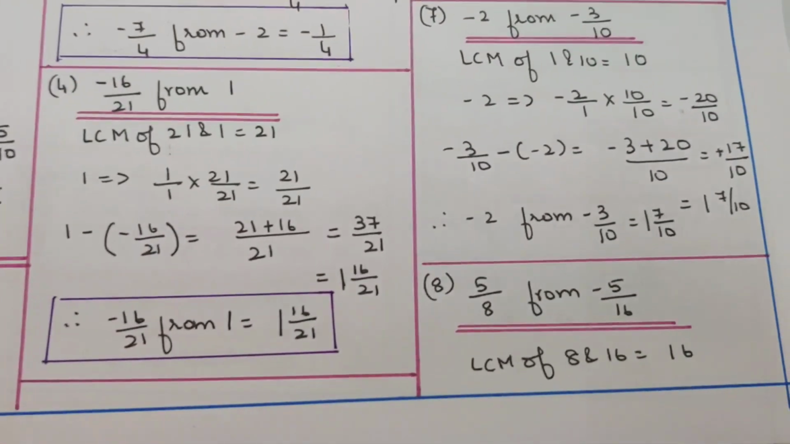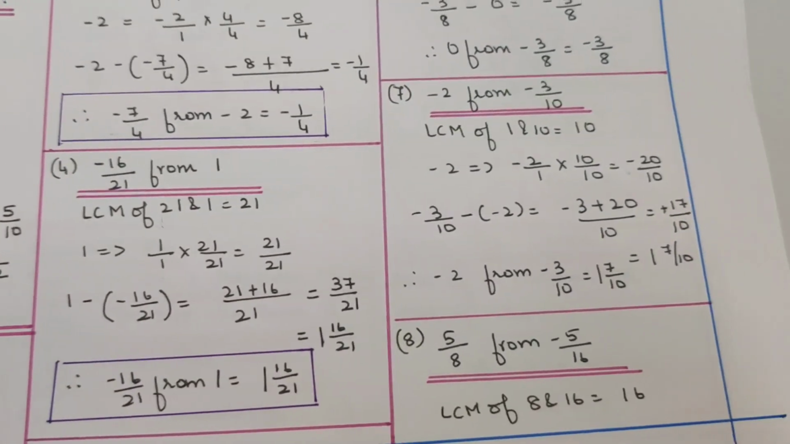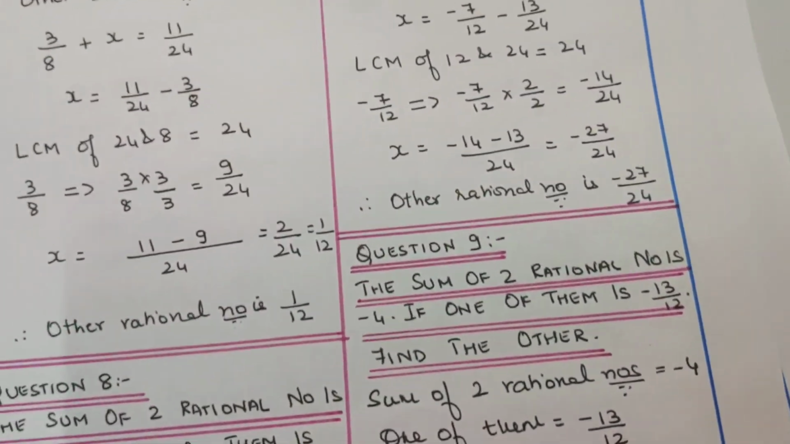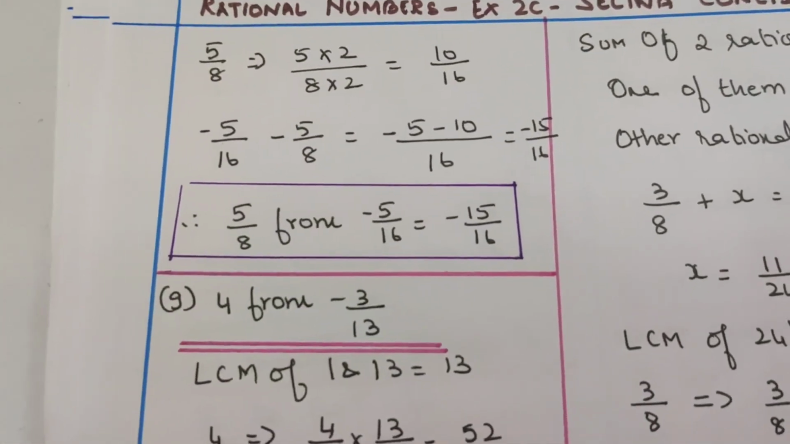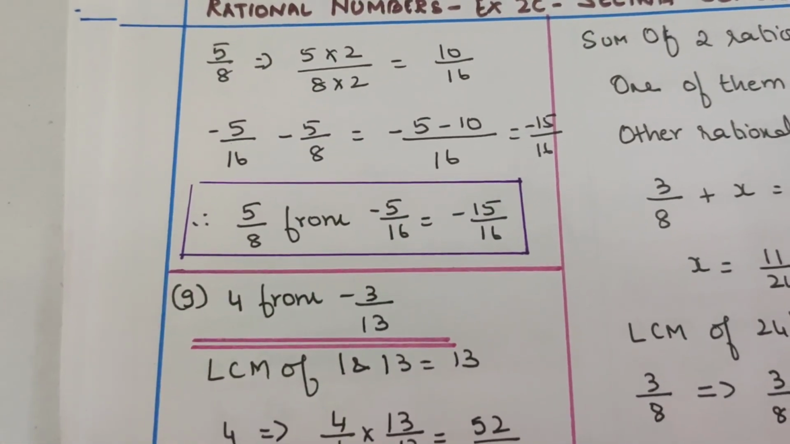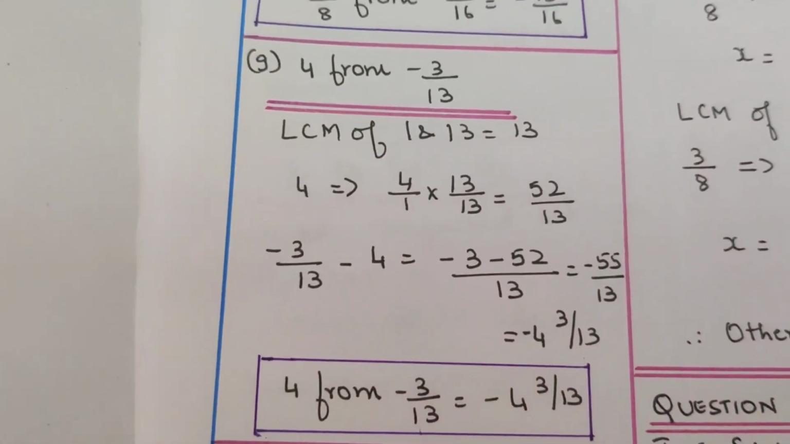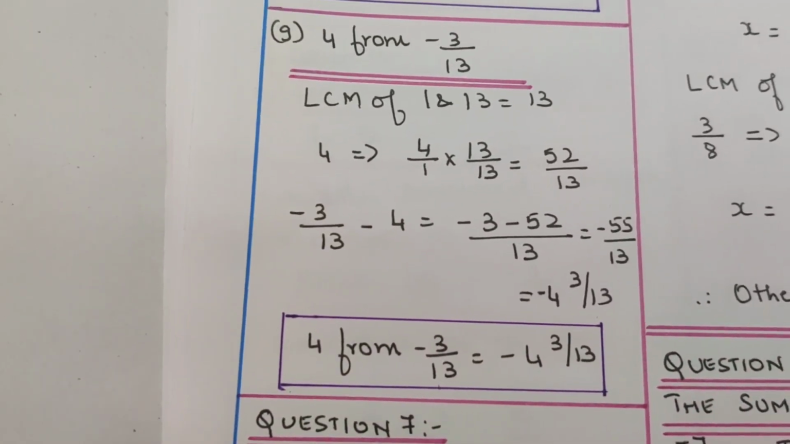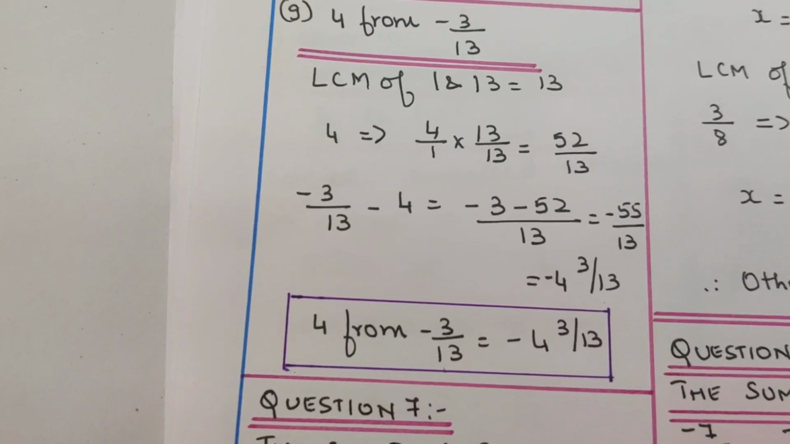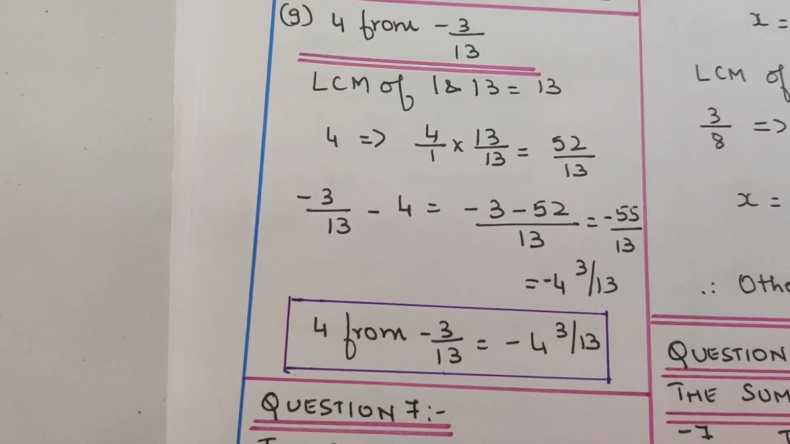Next one, 5 by 8 from minus 5 by 16. LCM is 16. Just pausing for a few seconds, you can understand what I have done, and the answer is minus 15 by 16. And similarly, the ninth sum, 4 from minus 3 by 13. Not explaining the steps. The final answer is minus 4 3 by 13.